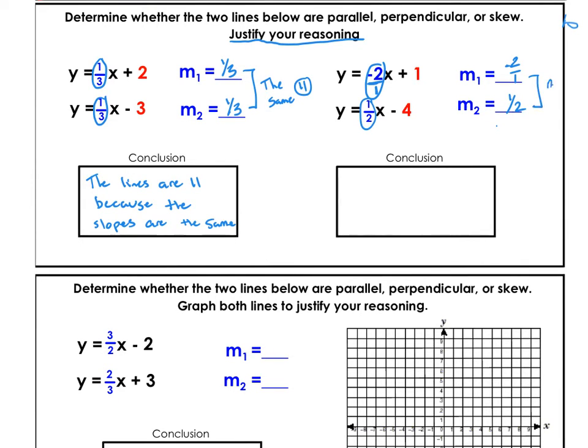Now these two are negative reciprocals. And since they're negative reciprocals, they are perpendicular, okay? See how they're flipped over? One's positive, one negative, and they're reciprocals. So our answer here, the lines are perpendicular because the slopes are negative reciprocals.